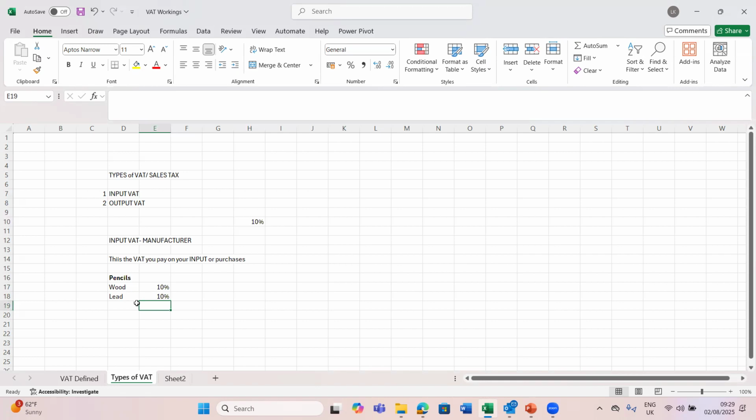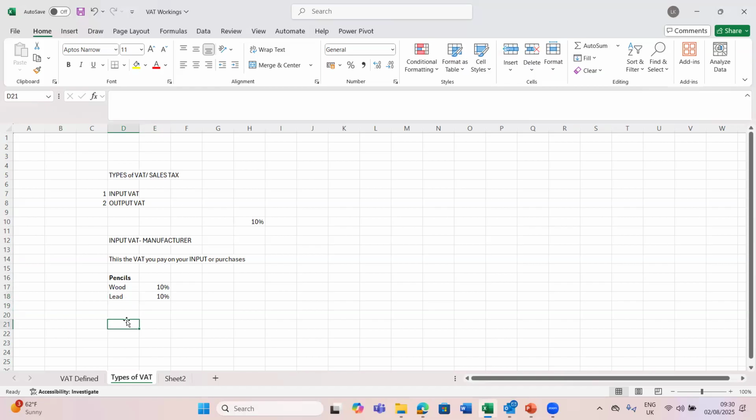So this is the input VAT. It's the VAT you pay when you're purchasing your inputs, let's say raw materials, or you used a consultant. That consultant charged you VAT as well, right? So input VAT as a manufacturer is the VAT you pay on your raw materials.